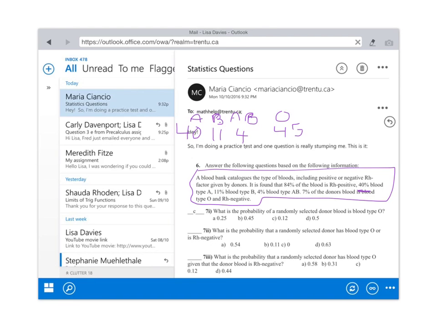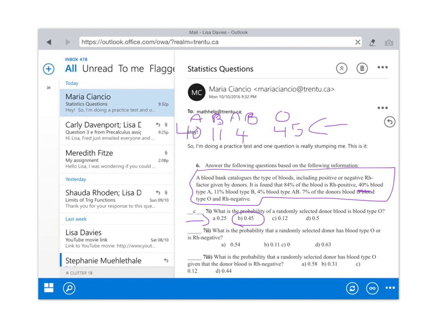So the question asks in 7i, what's the probability that a randomly selected donor's blood is blood type O? The answer to that question is 45%. That's just reading the question and then doing the math to subtract from 100 to get the O type, okay?